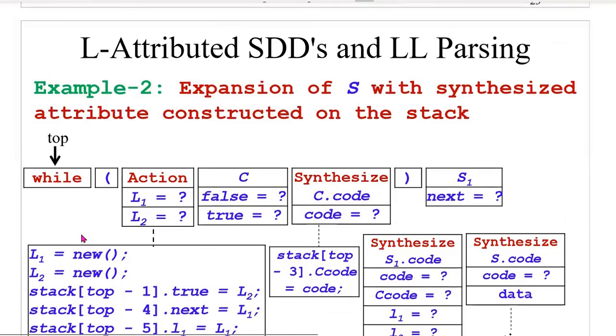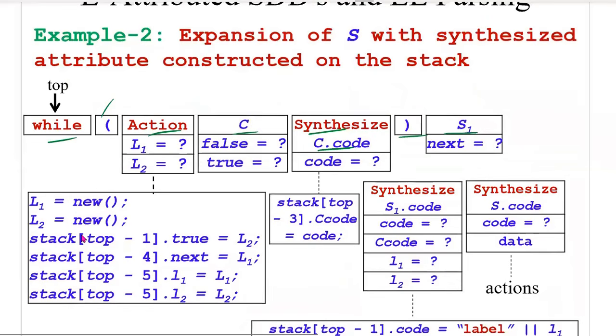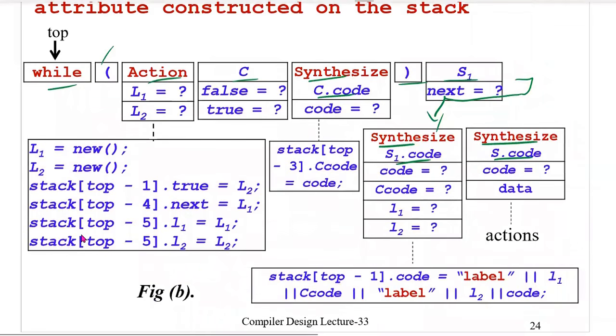Now similarly, the complete specification with the synthesized attribute: while, left parenthesis, action, then condition, then synthesize C.code, this is the new, then right parenthesis, then S1 value. So here everything is synthesized. Now we are defining after this, the next one is this one: synthesize S1.code, next synthesize S.code. So the remaining all are the same as in the previous one.